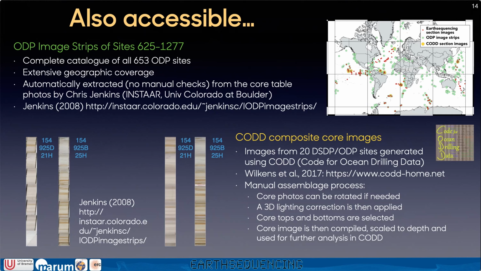sources. So that will give you a shadow, which can create a nice 1.5 meter cycle if the shadow is particularly bad. So this is corrected for. You can then select the core tops and bottoms and then compile the images, which are also scaled to depth. Now, at the moment, about 20 of these sites are available through the database, more hopefully to be added soon. They're also available through the COD website for further use within the COD program itself.